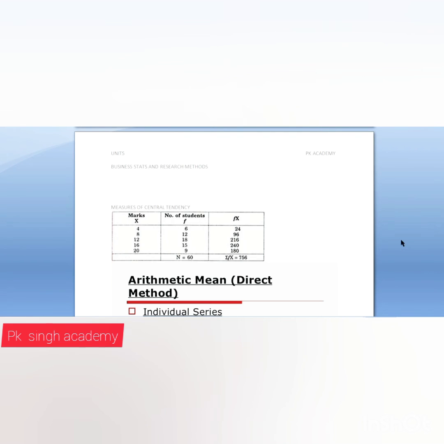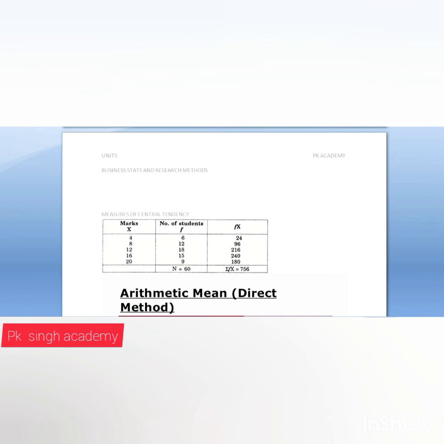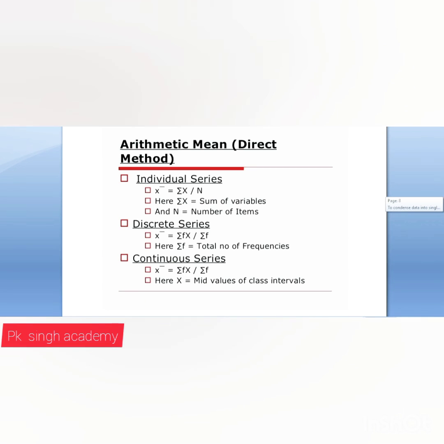So this is the arithmetic mean direct method: individual series, discrete series, and continuous series. How do we calculate the arithmetic mean? For individual series, like what are individual series? Like 10, 20, 30, 40. So how do we calculate it? Just the sum of all these divided by 1, 2, 3, 4, the count.